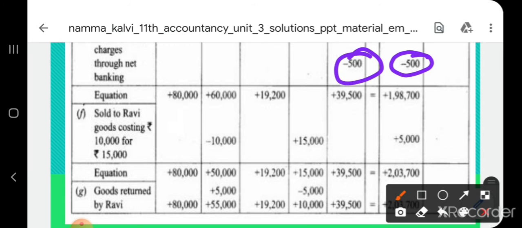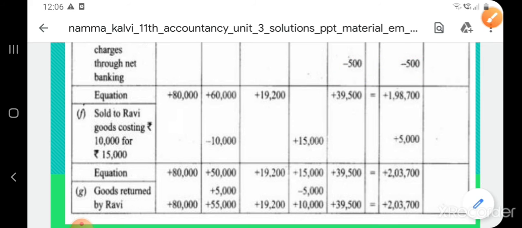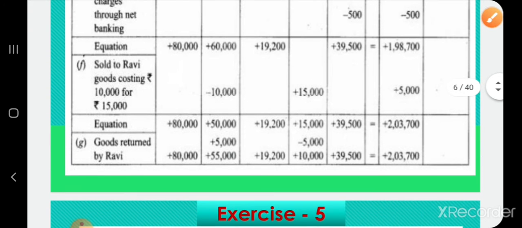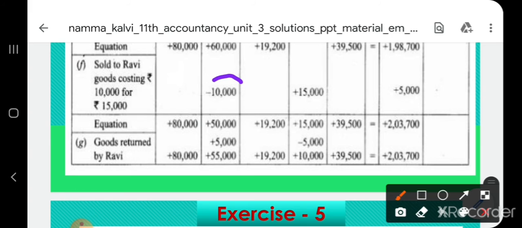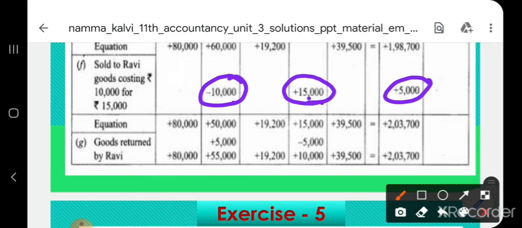Okay. Next, sold to Ravi goods costing 10,000 for 15,000. So that means 10,000 is the stock value which is getting reduced, but the debtors is created to the extent of 15,000. That means that 5,000 difference is your profit. Next, goods returned by Ravi. Ravi has returned the goods costing rupees 4,000 and the value of the goods is 5,000.